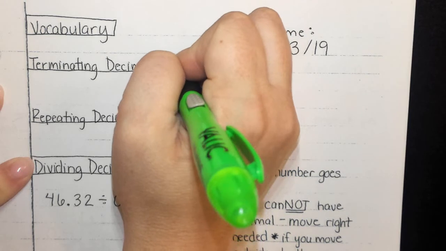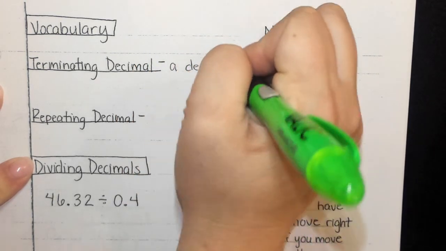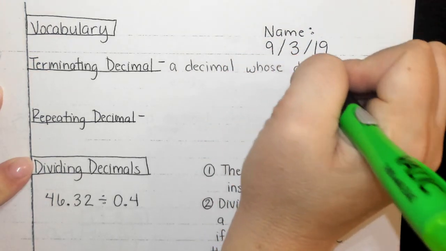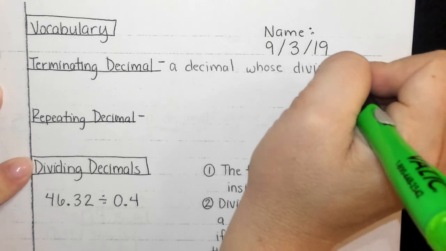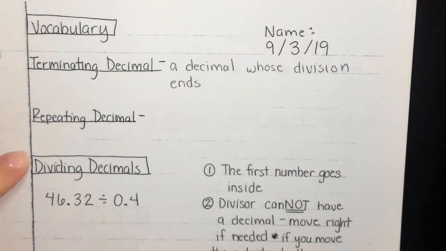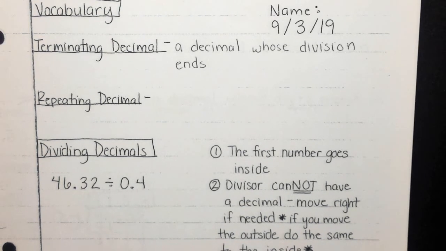So we're going to say a decimal whose division ends. A decimal whose division ends. Kind of makes sense. Are we okay with that? Terminating, it stops. The decimal stops. All right. Repeating decimal. Obviously, it means what happens?